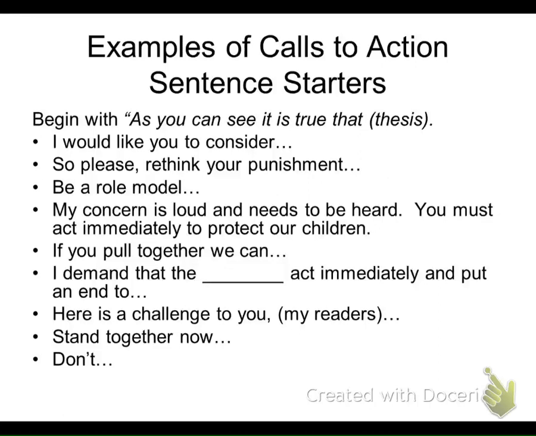In order to restate it, you could say something like, as you see, it is true that blueberries are the best food for your health. Or as you can see, it's true that video games are ruining our youth. And then these are sentences, but you're not just going to put this sentence starter with one sentence. You're adding additional detail.